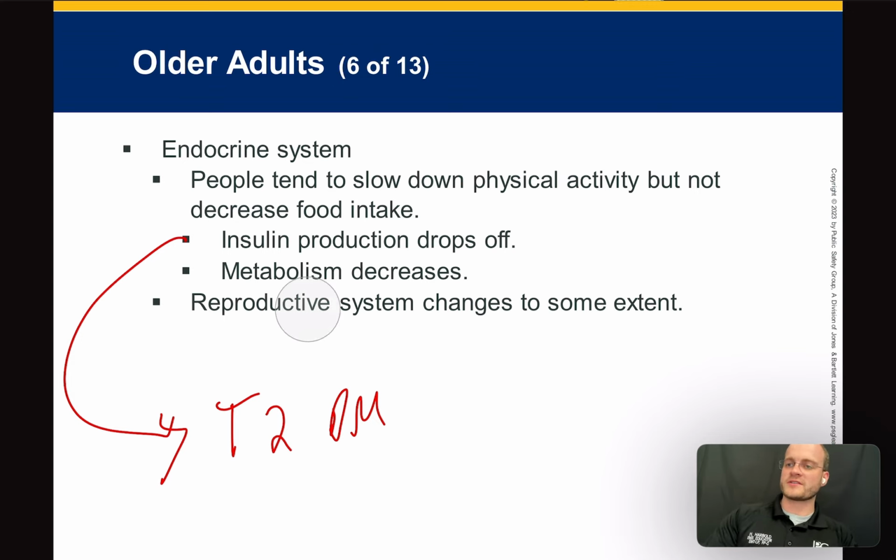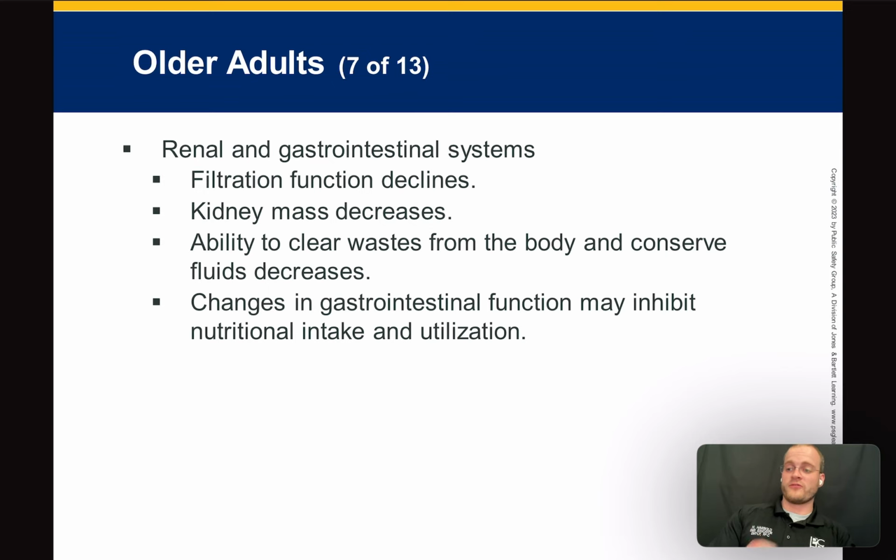So change in GI function may inhibit nutritional intake and utilization. So we tend to not absorb food as well. The gut can sometimes slow down. Constipation becomes a really big issue in older people. So you get what I call the FOS complaint, right? Full of poop, where they'll have left lower quadrant pain, right? And that's a pretty good idea. Like, okay, well, they might have constipation among many other pathologies, but constipation is a very common complaint that we get in older people because the gut slows down. And then they also aren't aware that they need to poop, so it comes backed up.